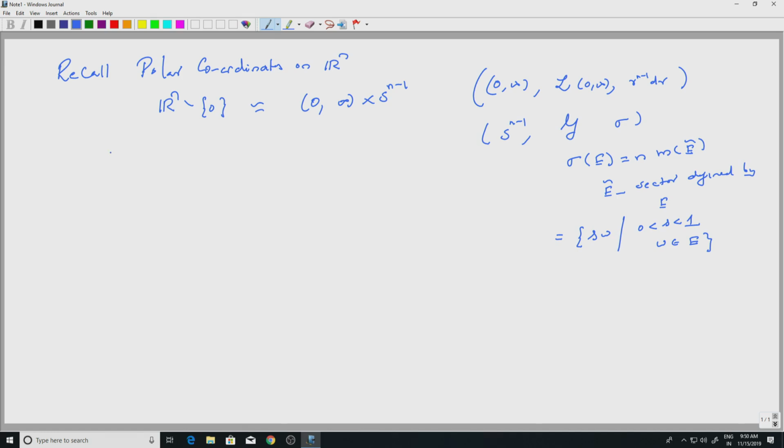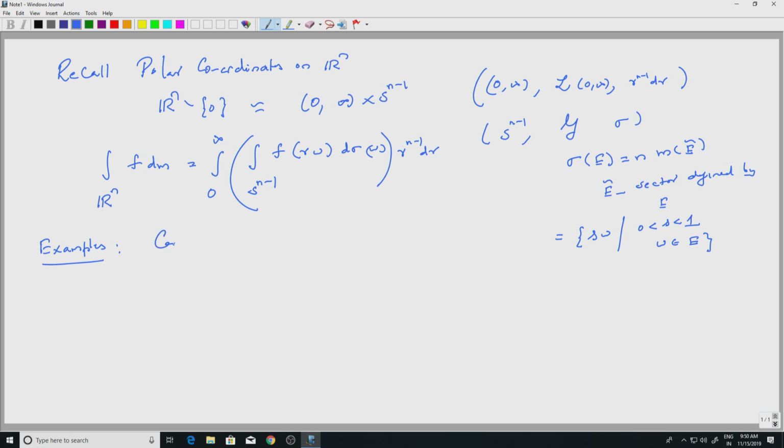So, if f is a suitable function, we have the integral over Rn of f dm equal to the integral over 0 to infinity of the integral over S^(n-1) of f(r omega) d sigma(omega), and that is the inner integral, times r^(n-1) dr. Of course, if f is positive, you can interchange the integrals, or if f is in L1, you can interchange the integrals, etc. Such things will be used in computations. But let us use those in some examples.